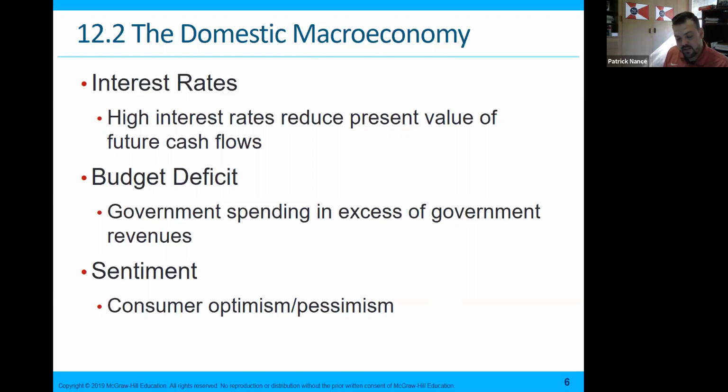Okay, interest rates, another economic indicator, in the domestic macroeconomy. High interest rates reduce the present value of future cash flows, whereas obviously low interest rates would do the opposite. A budget deficit, which our government has had for quite a while, is government spending in excess of government revenue, so they're bringing in less in taxes than what they're spending, which is like any other business. A budget deficit is really similar to a net loss for net income, because my spending exceeds my revenues, and I do not have a positive income.